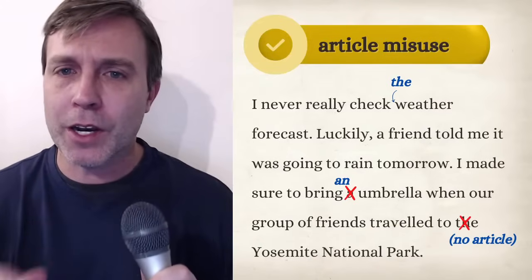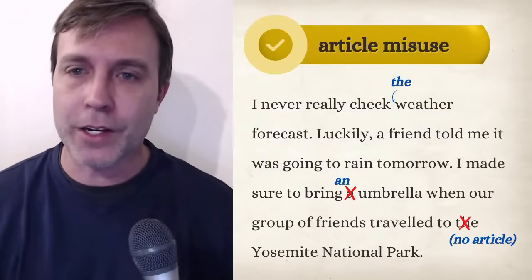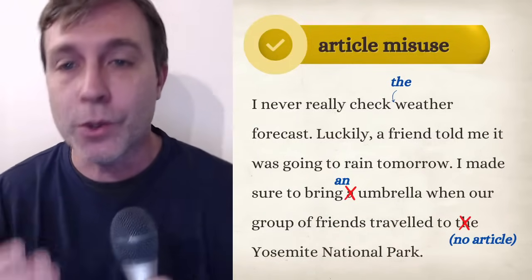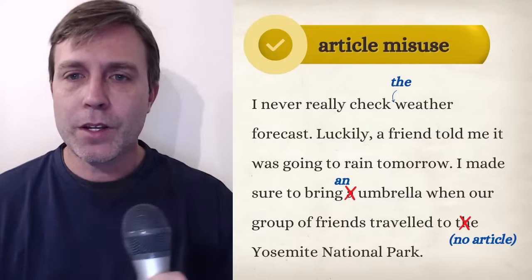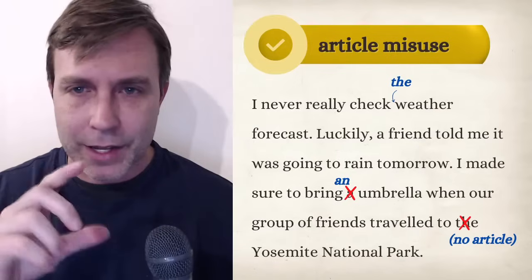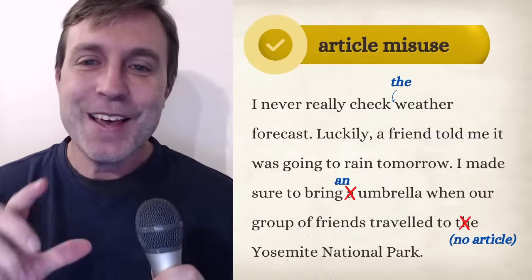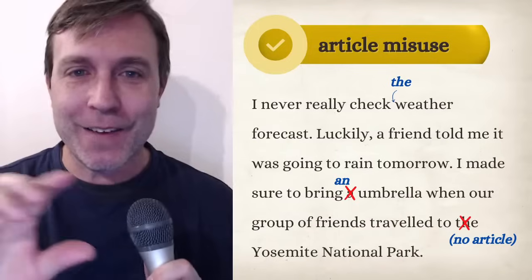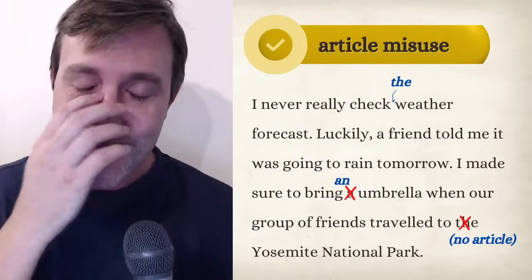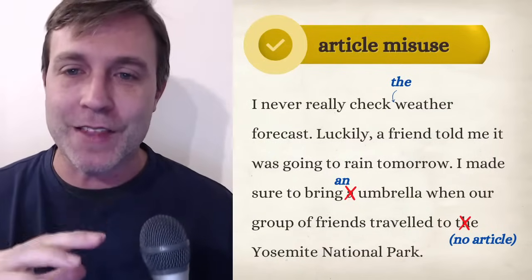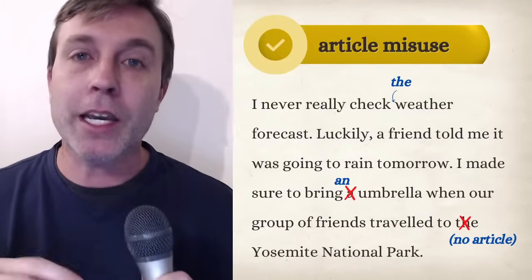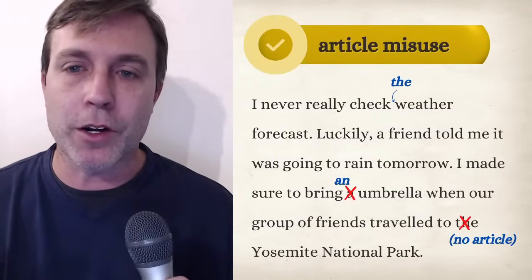Oh, actually, no, because we're talking about the past tense. Sorry, no, it should be, "I made sure to bring an umbrella when our group of friends traveled to Yosemite National Park." I've made some other mistakes with the verbs in this, which I will point out in just a second. But really, I wanted to focus on the articles in this case. And that last one, when talking about no article, we're talking about a national park. We don't use an article before that.